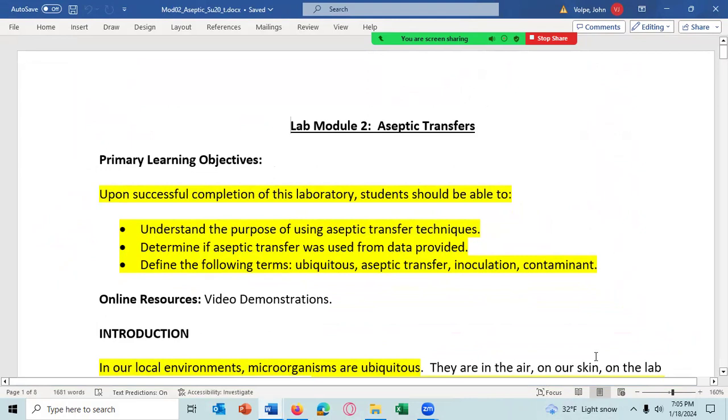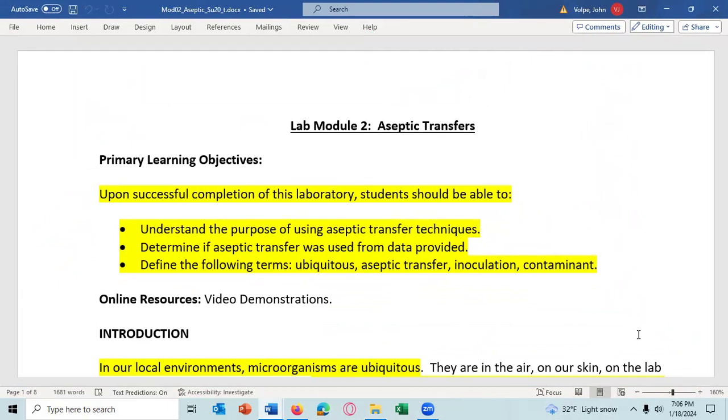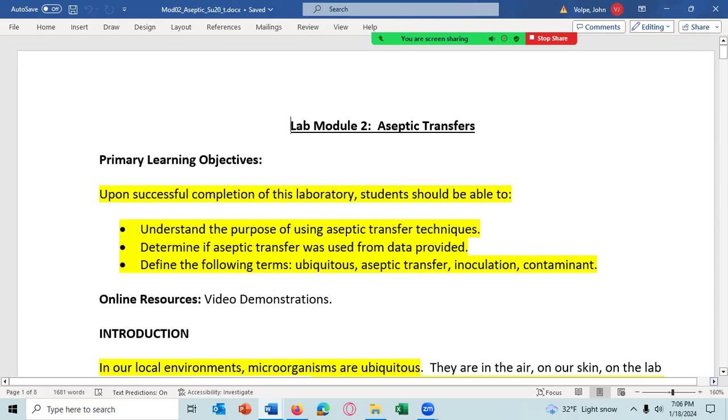If not, I'll begin Lab 2, aseptic transfers. Upon completion of this lab, you should be able to, one, understand the purpose of using aseptic transfer techniques, two, be able to determine if aseptic transfer was used from the data provided, and three, be able to define the following terms: ubiquitous, aseptic transfer, inoculation, and a contaminant.